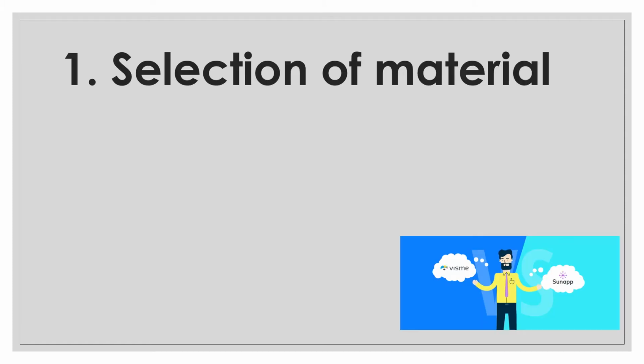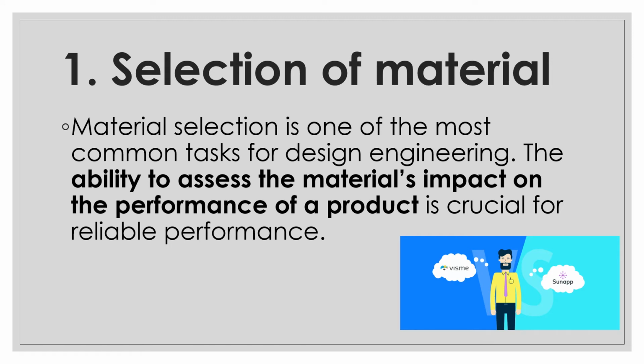Okay, let's go first with number one, selection of material. When you say selection of material, material selection is one of the most common tasks for design engineering. The ability to assess the material's impact on the performance of a product is crucial for reliable performance.